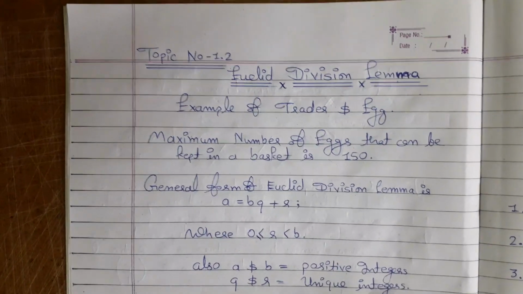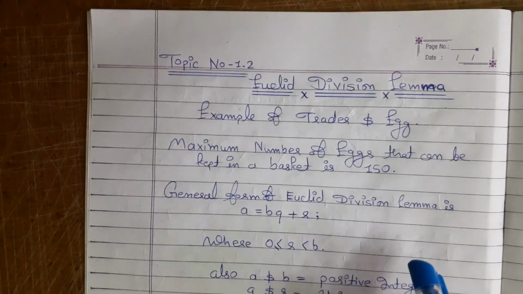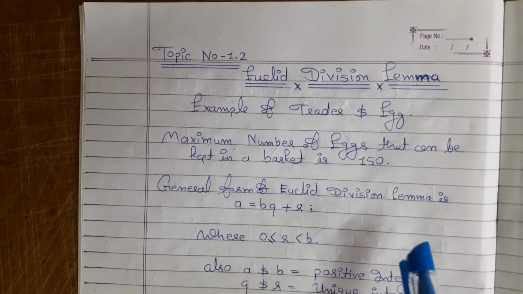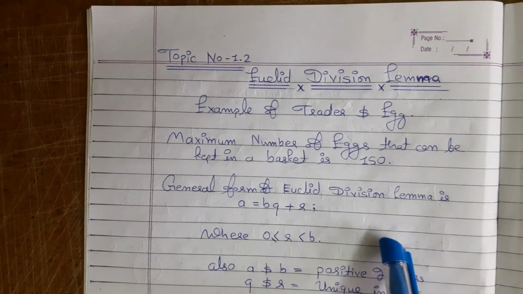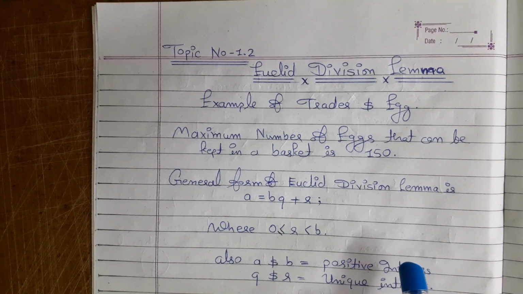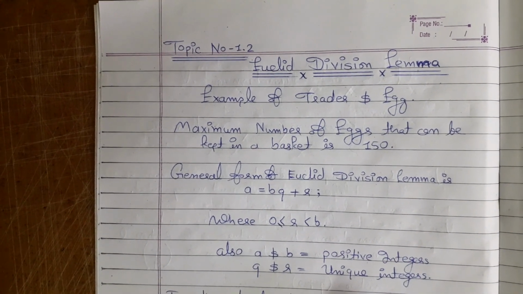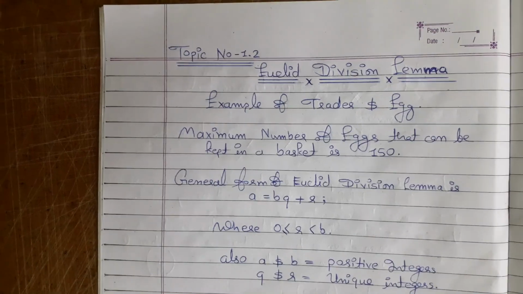Now, Euclid division lemma, topic number 1.2. One story is told to understand this Euclid division lemma. One trader is going to sell eggs in a market. One idler is breaking his eggs while keeping him busy in talk.